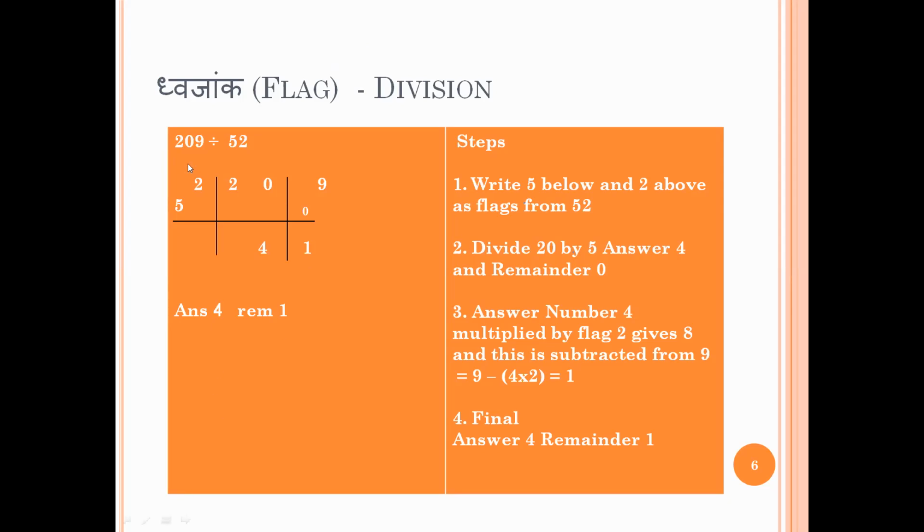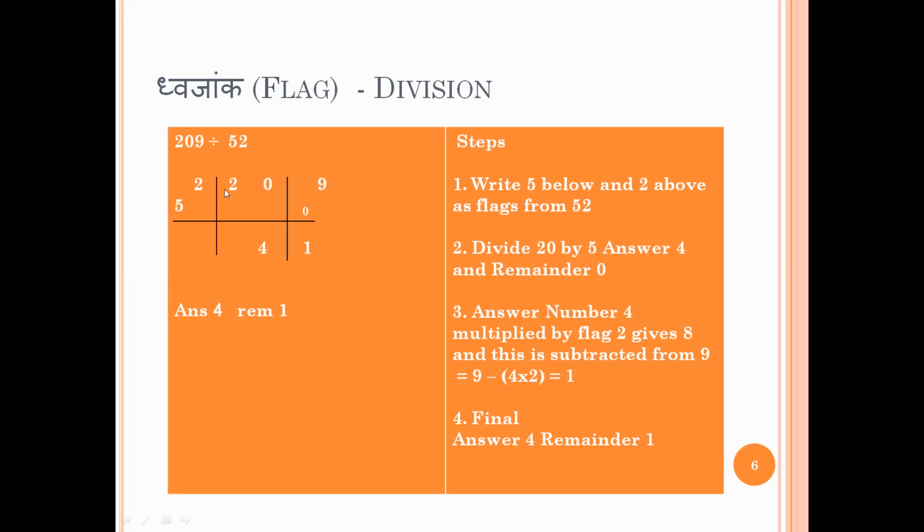Suppose I have to divide 209 by 52. So I write 5 below and make 2 a flag. As the flag goes up on the mast, I write 2 on the top. Then, depending on the number of digits in the flag, I take the left 1 digit and make a vertical line. The vertical line denotes the remainder line. Then I write one horizontal line for the answer. Then we try to divide 2 by 5.